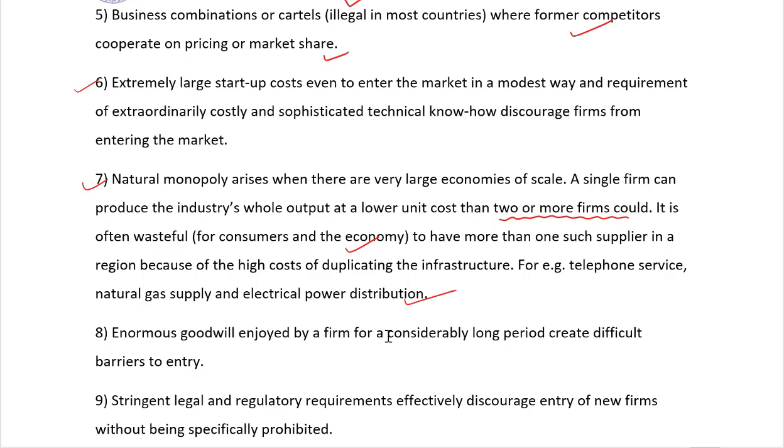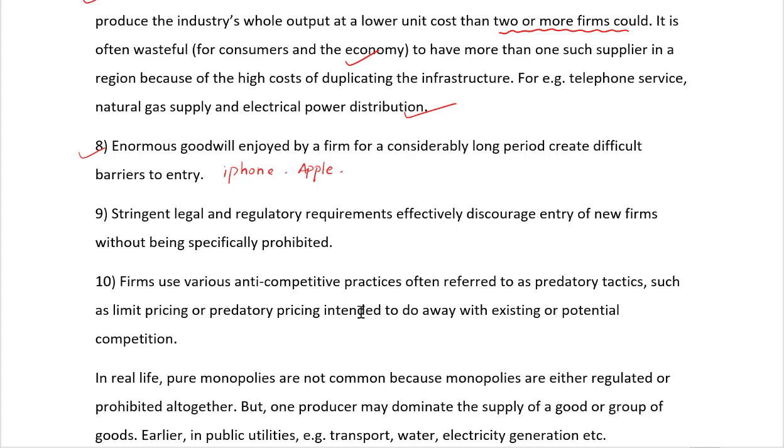Eighth, enormous goodwill enjoyed by a firm for a considerably long period creates difficult barriers to entry. iPhone, the Apple products, they have created enormous goodwill. They enjoy extraordinary goodwill, and that is why people are ready to pay higher prices for their phones or MacBooks or laptops. Ninth, stringent legal and regulatory requirements effectively discourage entry of new firms without being specifically prohibited.